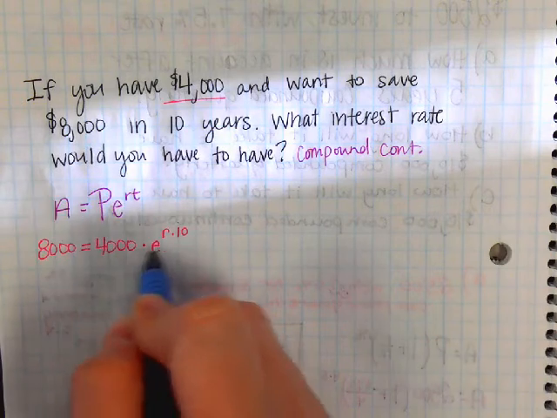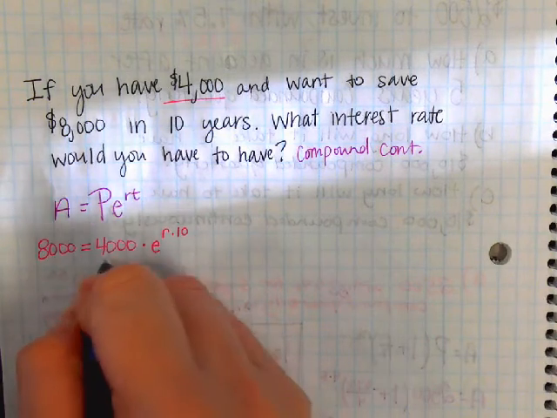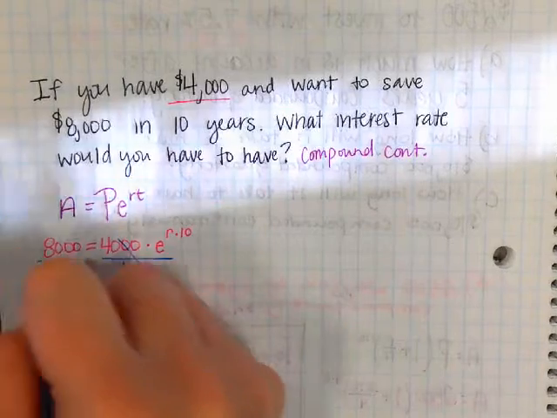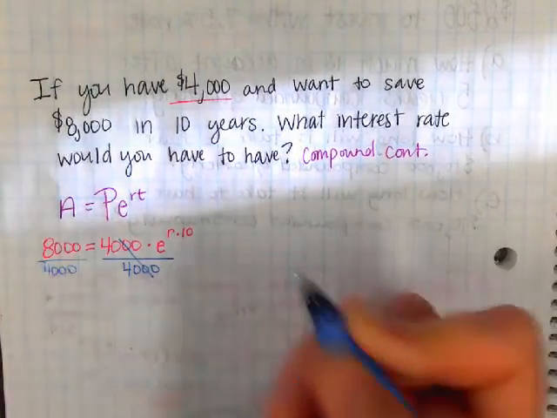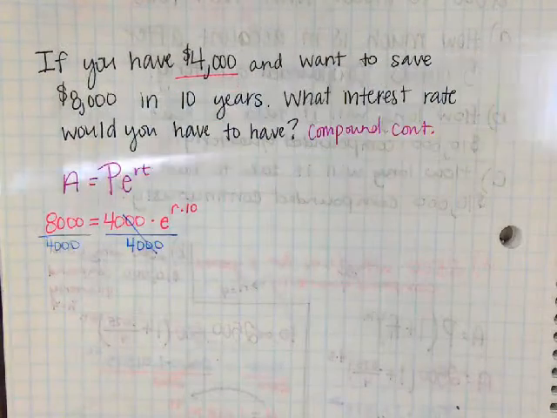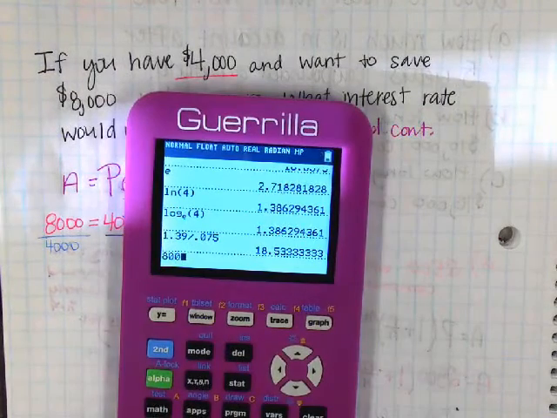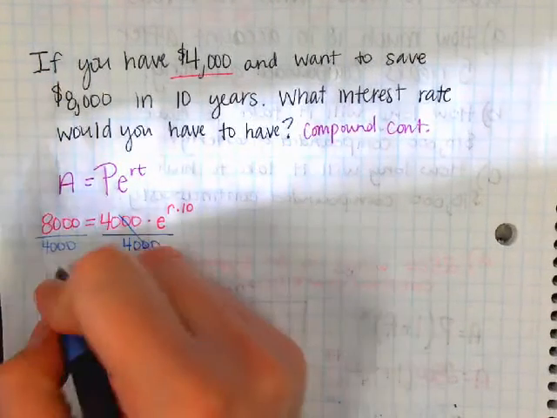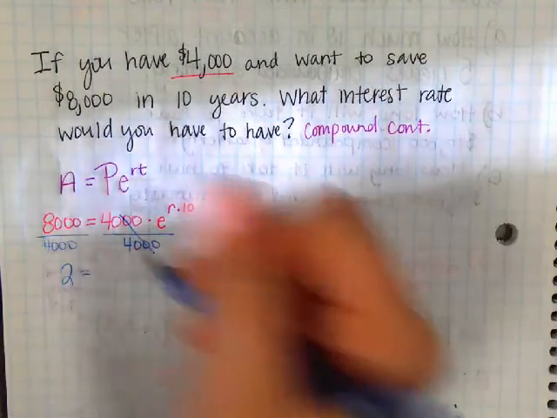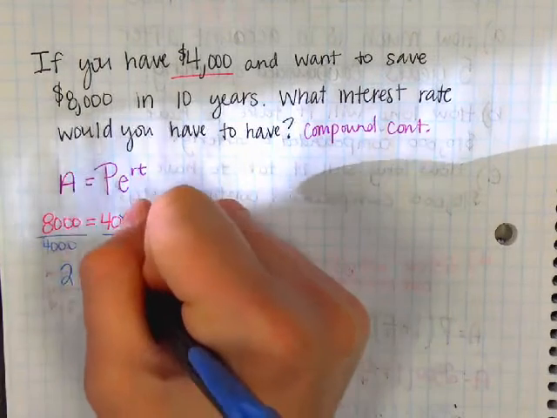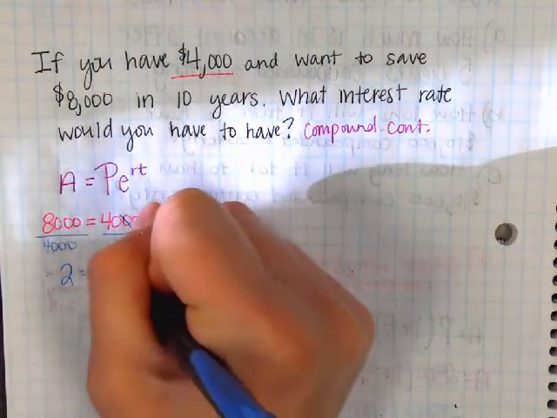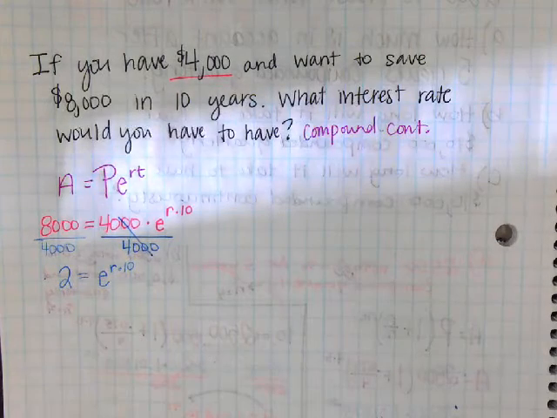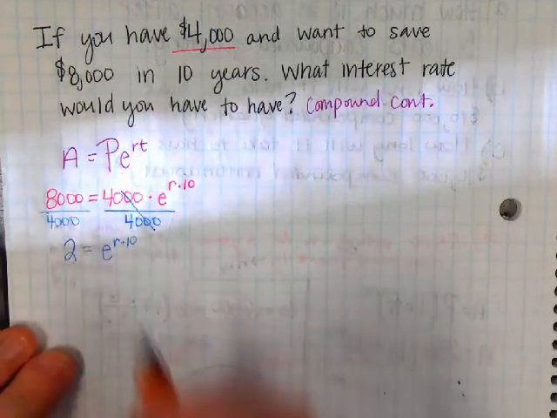So again, we're having to get this by itself because there's a variable in the exponent. So we need to leave this alone. And then we need to do the opposite of multiply by 4,000. So divide. 8,000 divided by 4,000 is 2. And then e to the r times 10.